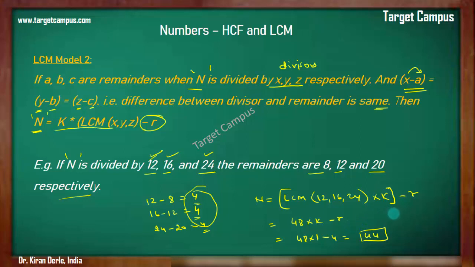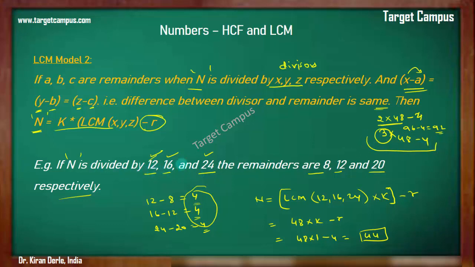Now what will be the least 3-digit value of n? What could be the answer? So the value of k has to be 3. It cannot be 2, otherwise this will become 96 minus 4, 92, which will again be a 2-digit number. So k's value should be 3. So 144 minus 4 is the least 3-digit value of n, right?